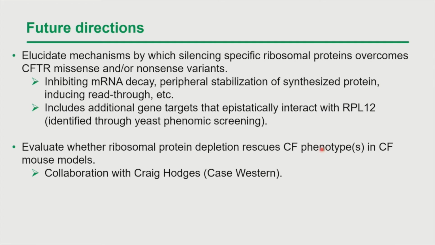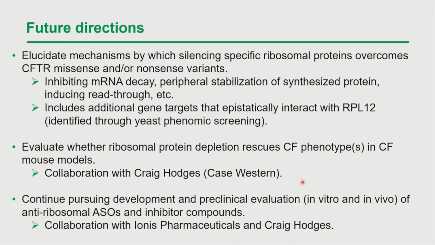We are also evaluating whether ribosomal protein depletion rescues the CF phenotypes that are observed in CF mouse models, and this includes a collaboration with Craig Hodges. And we, of course, are continuing to pursue development and preclinical evaluation of anti-ribosomal ASOs and small molecule inhibitors of these ribosomal proteins, and these studies are being conducted in vitro and in vivo through collaboration with Ionis and Craig.